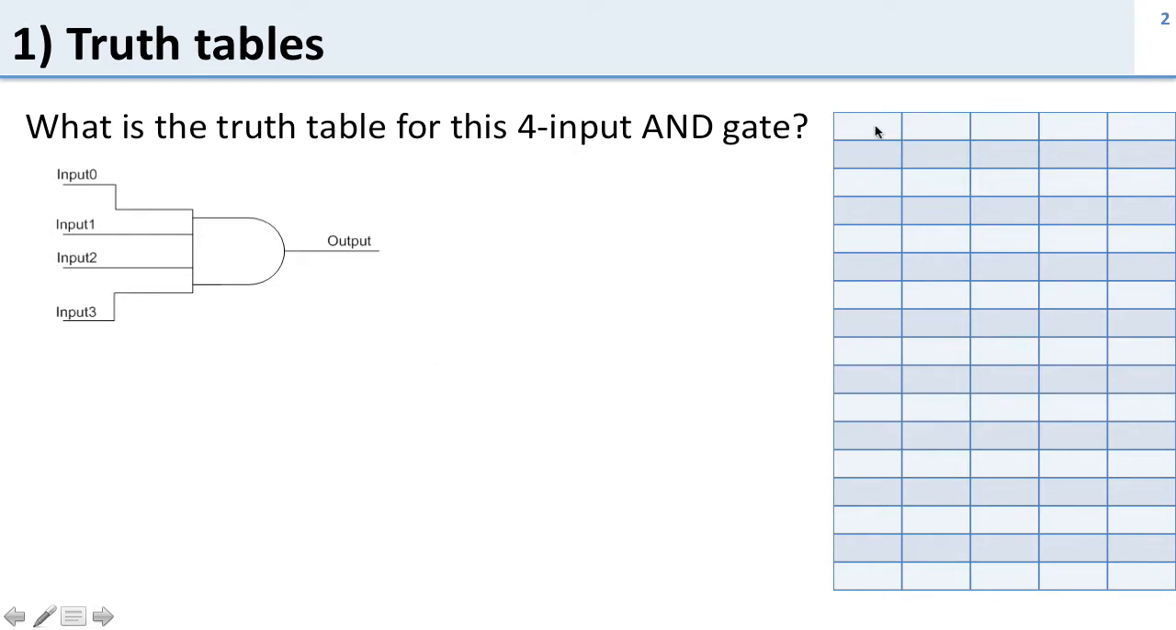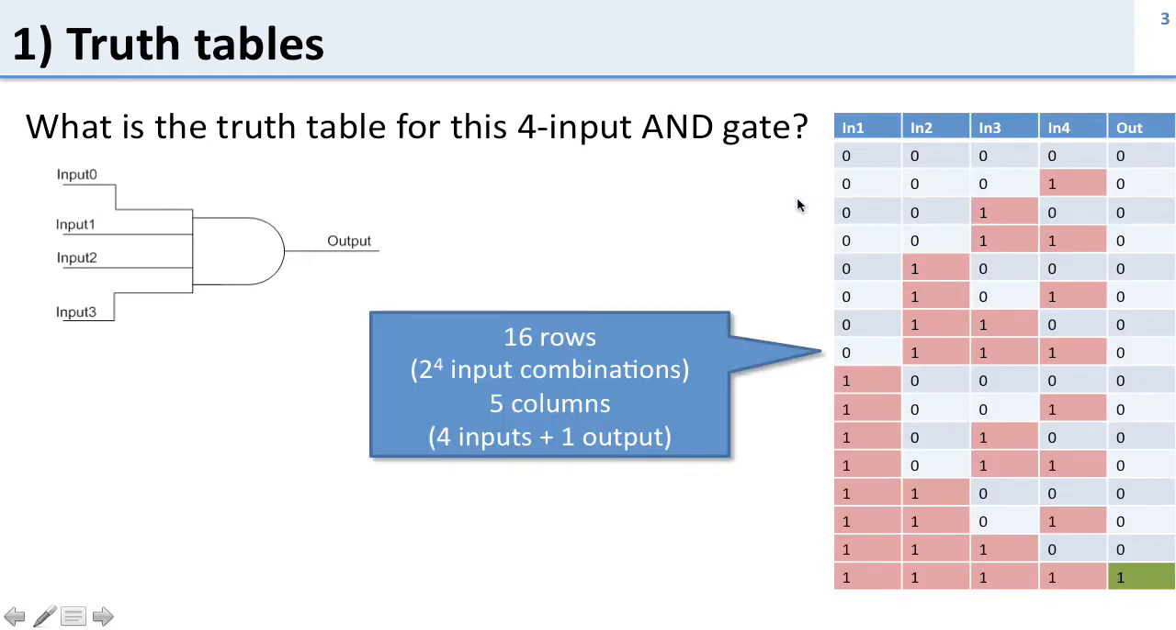We're going to have one column for in 0, in 1, in 2, and in 3, and then our output. And so here's the result. As I said, you've got 16 rows. It has all possible combinations of these inputs, and the only value that's 1 is the last one down here.